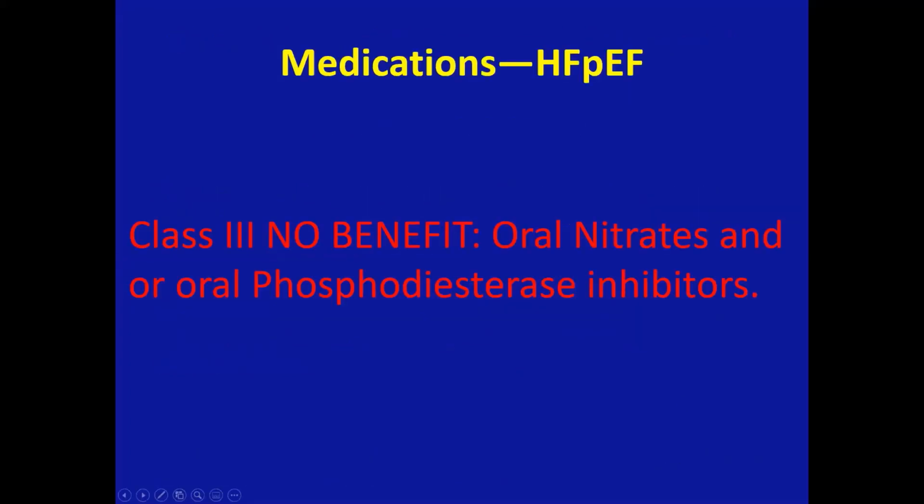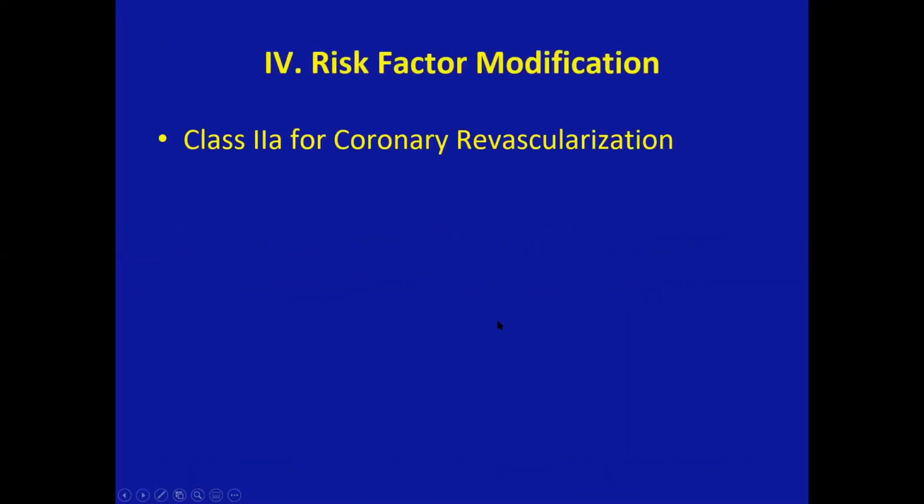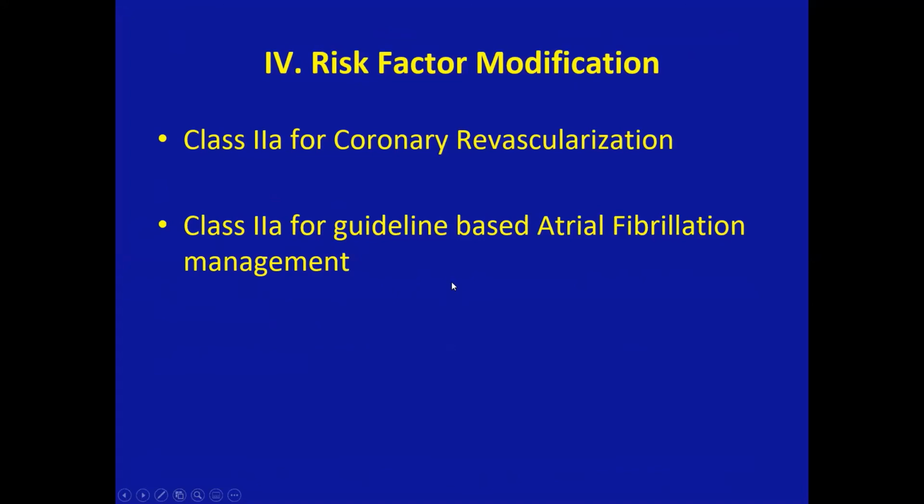So it's a class 3 indication, no to oral nitrates. Please do not use Imdur or isosorbide dinitrate or phosphodiesterase inhibitors. And risk factor modification: if people have coronary artery disease, you revascularize them. If people have atrial fibrillation, you treat the atrial fibrillation based on guidelines. And of course, the same goes for sleep apnea, weight reduction, COPD, all of the management.